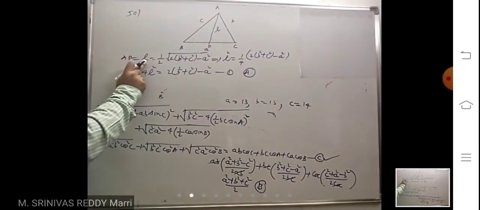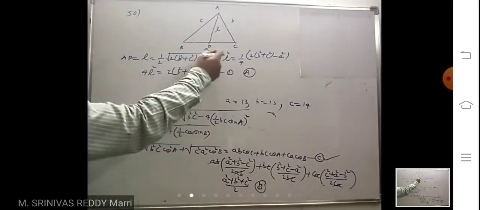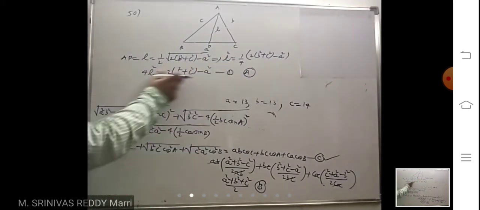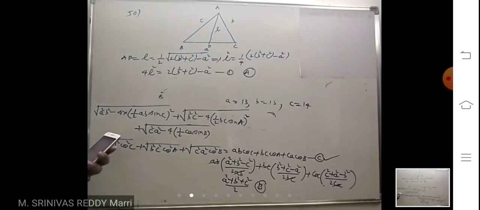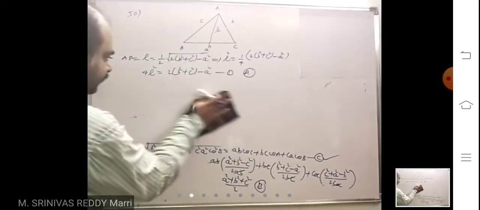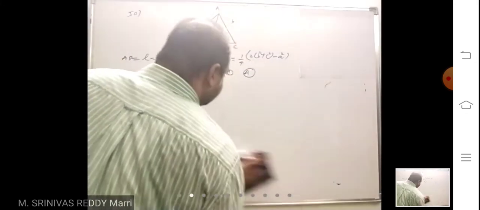This is L given. Squaring on both sides, you will get directly 4 multiplied this side. So 4L square equals 2 into b square plus c square minus a square. That is the direct option given. Now it can be converted into different forms like this.